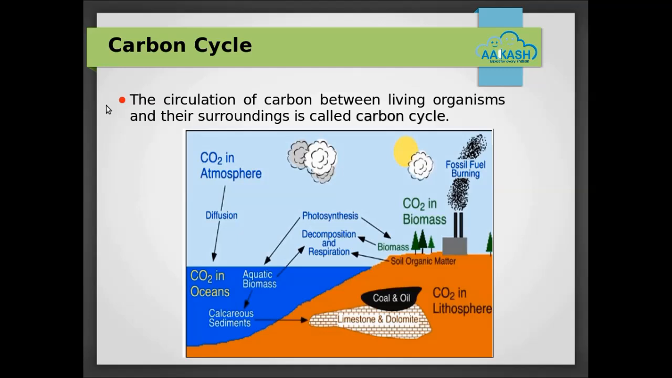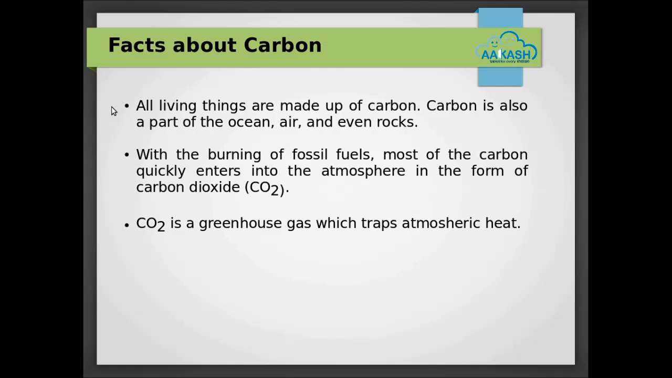Carbon cycle. The exchange of carbon between land, water and air is called carbon cycle. Here, the diagram shows movement of carbon between land, atmosphere and oceans through different processes. Facts about carbon. All living things are made of carbon. Carbon is also a part of ocean, air and even the rocks. Carbon is the major component of biological compounds. In the atmosphere, carbon is attached to oxygen to form carbon dioxide.